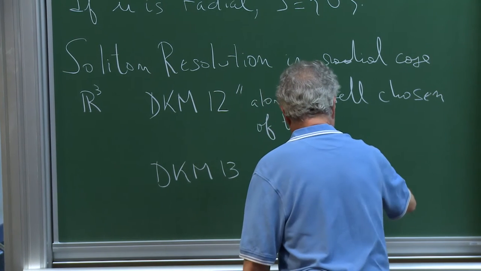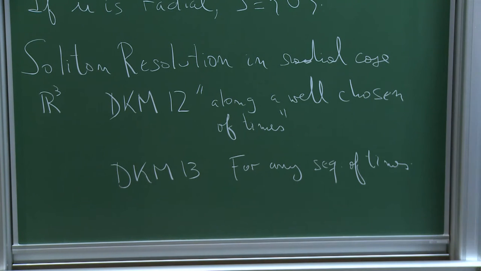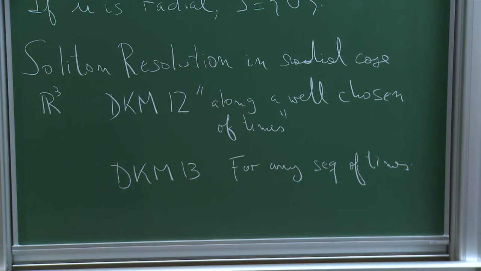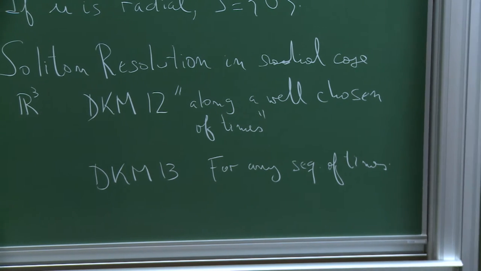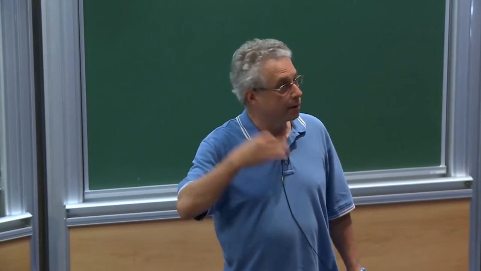For any sequence of times. So first let me explain what this statement means. For a well-chosen sequence of times means that we can find one sequence of times that we choose very carefully, along which we can prove that for u in the sequence of times, we can decompose it as a sum of modulated solitons plus radiation term plus error that goes to zero. But we have to select the sequence of times. And the second statement says that no matter what sequence of times we take going to the final time, this holds. So clearly the second result is stronger than the first.